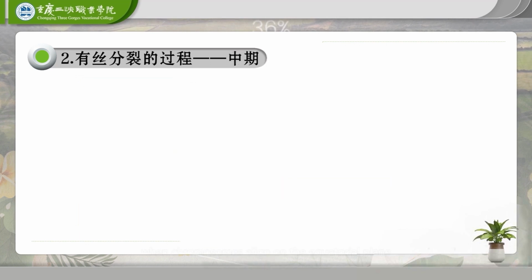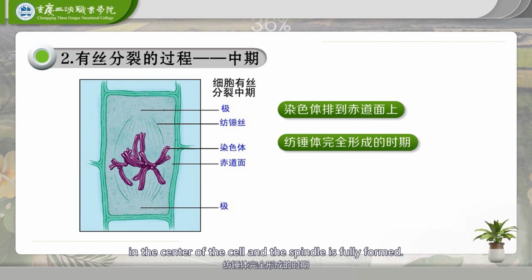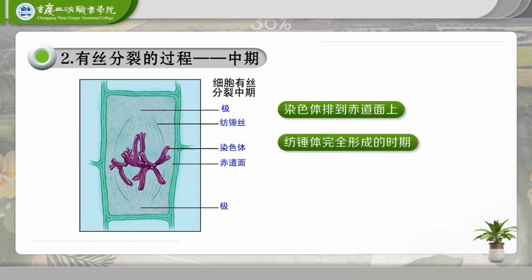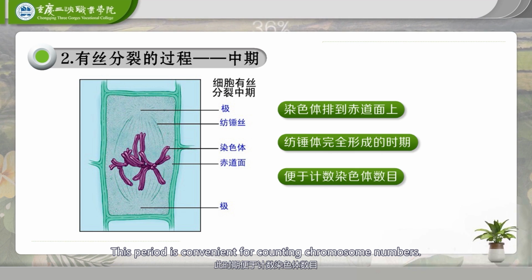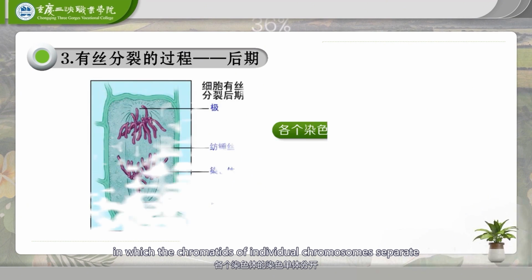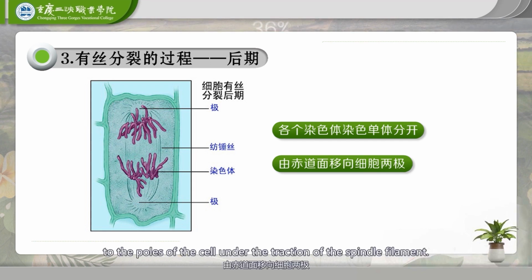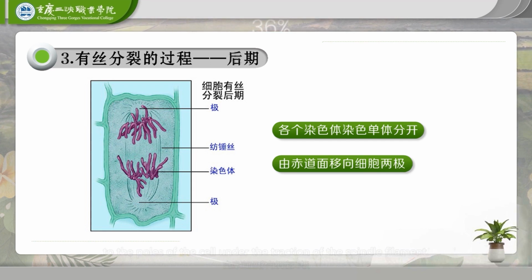Then comes metaphase, when chromosomes align on the equatorial plane, the center of the cell, and the spindle is fully formed. This period is convenient for counting chromosome numbers. Next comes anaphase, in which the chromatids of individual chromosomes separate and move from the equatorial plane to the poles of the cell under the traction of the spindle filament.